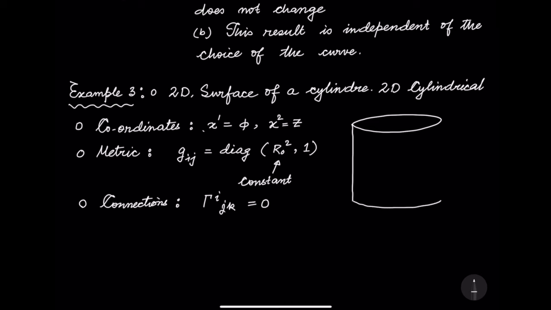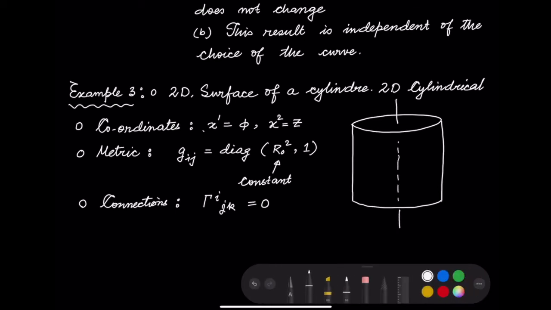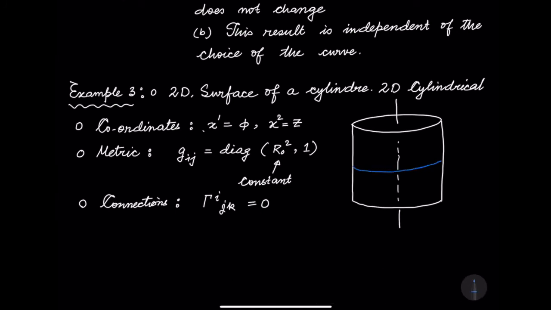This is the surface of the cylinder. I try to draw that we have the axis of the cylinder, and the curve that we'll choose is a curve which trivially goes around and comes back. So say this is a point O, this is again a circle, a circle of radius r naught. So that is the curve of our choice.